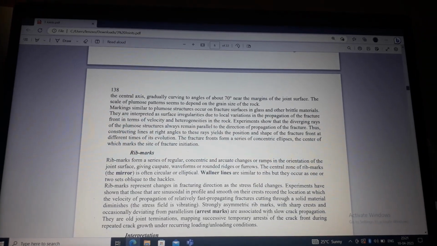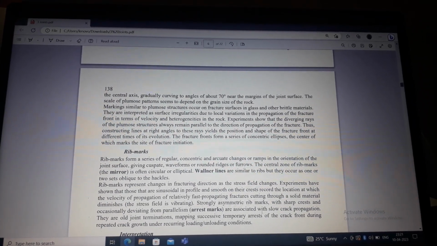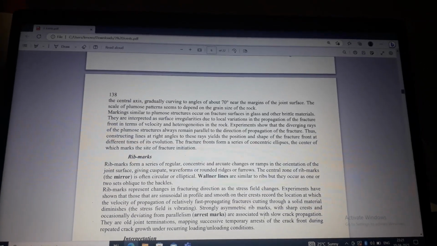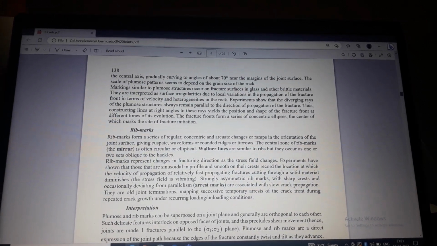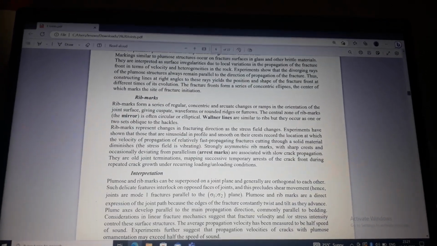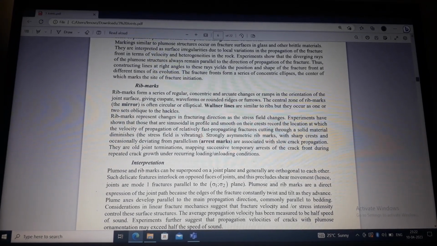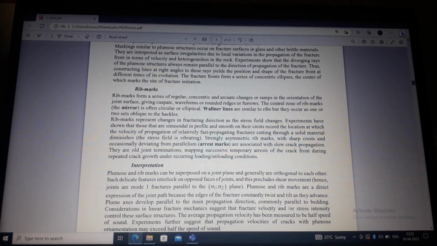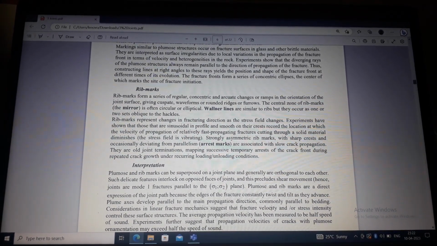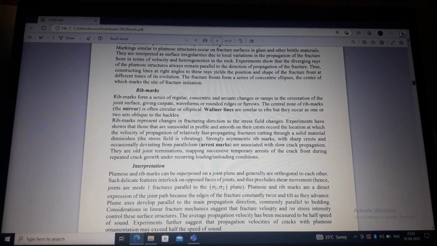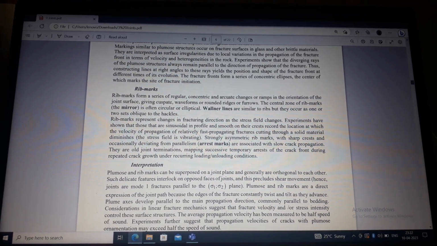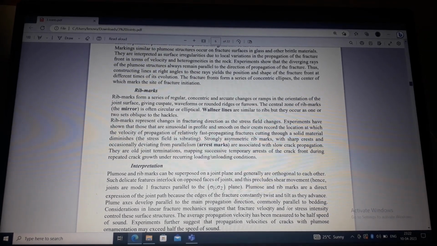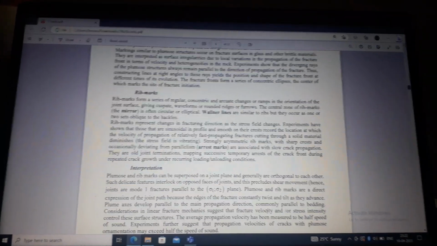Rib marks. Rib marks form a series of regular, concentric, and arcuate changes or ramps in the orientation of the joint surface, giving cuspate waveforms or ridges or furrows. The central zone of rib marks, the mirror, is often circular or elliptical. Wallner lines are similar to ribs, but they occur as one or two sets oblique to the hackles. Strongly asymmetric rib marks with sharp crests occasionally deviate from parallelism. Arrest marks are associated with slow crack propagation.